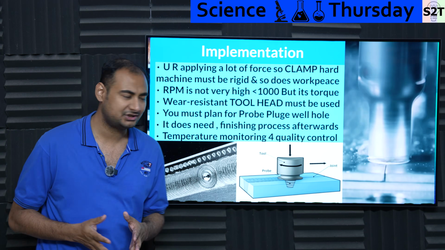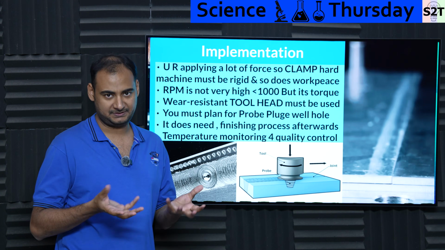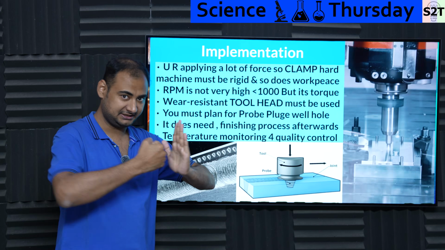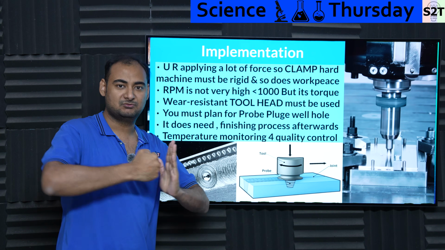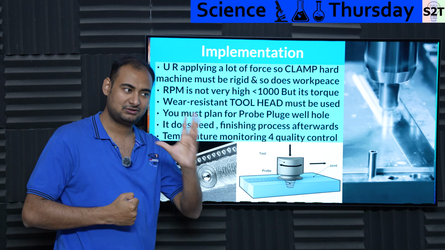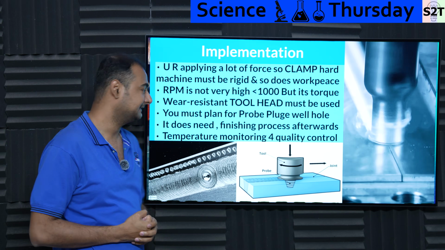And the machine has to be rigid, and so does the workpiece. Not only should the machine be strong enough to apply that contact force, so does your object. That's why it requires so much clamping.